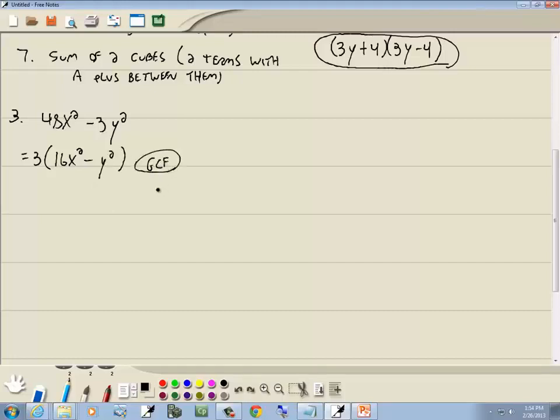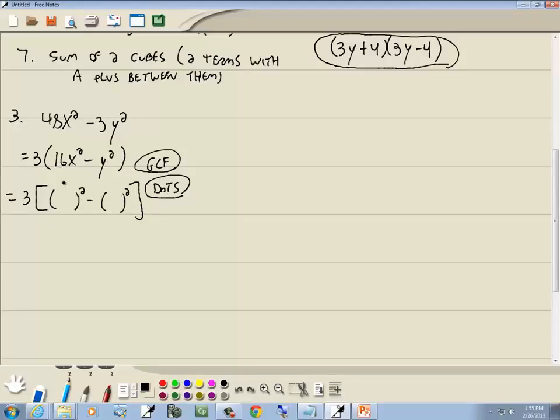So we did GCF first. And now we'll try difference of two squares, because what's inside the parentheses, we've got two terms with a minus between them. Now the 3 stays out in front. We'll try to rewrite this as something squared minus something else squared.